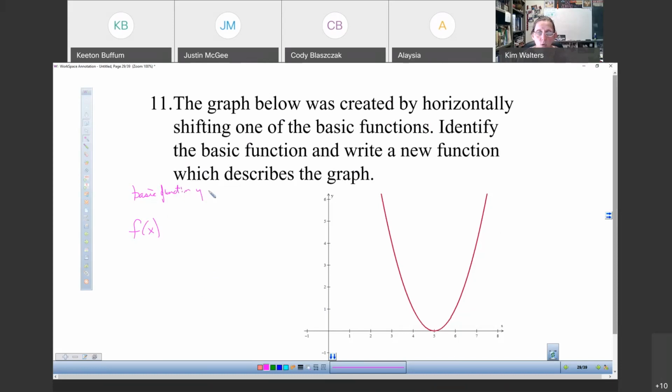So my question for you is, the basic function is y equals x squared. Where did I move x squared? Left, right, up, down, and how many units?